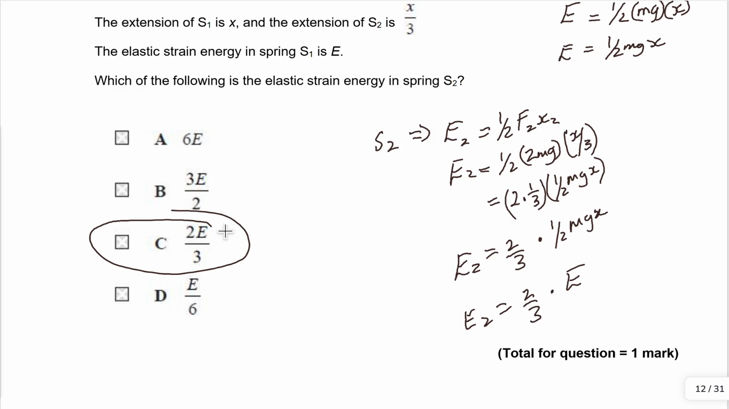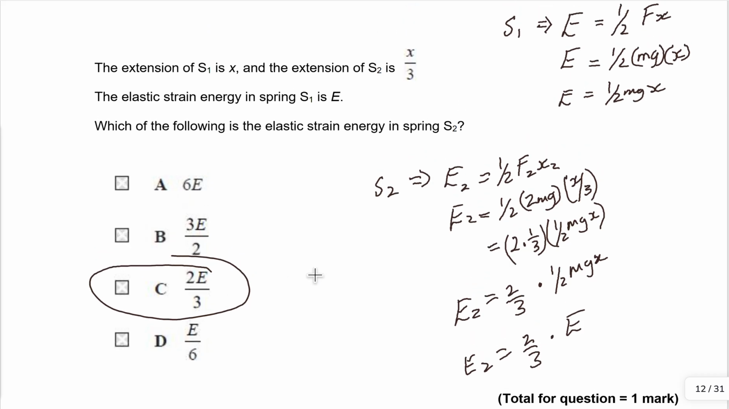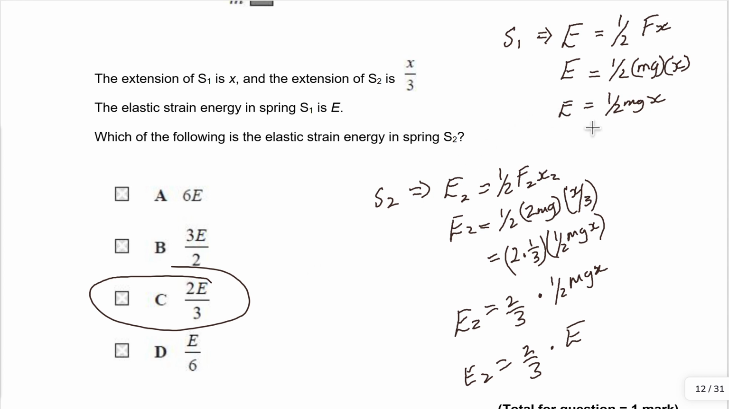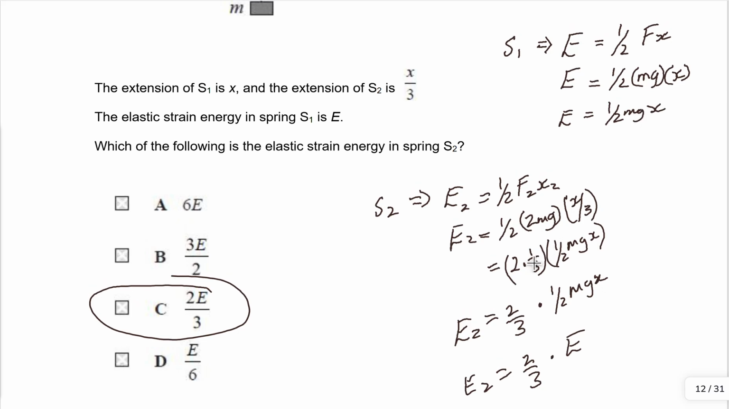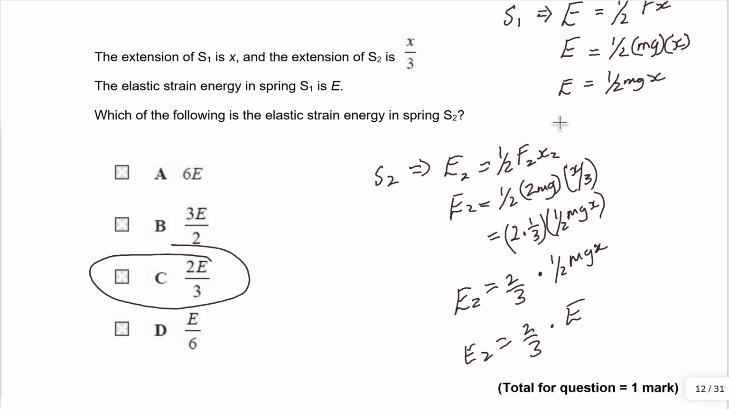Now if you look across here, C gives us that answer. What are we trying to do? We've got an expression for S1. We're trying to see if half mgx appears in the second statement, and if it does, we replace it with the letter E, as the strain energy of the second spring is expressed in terms of the strain energy of the first.